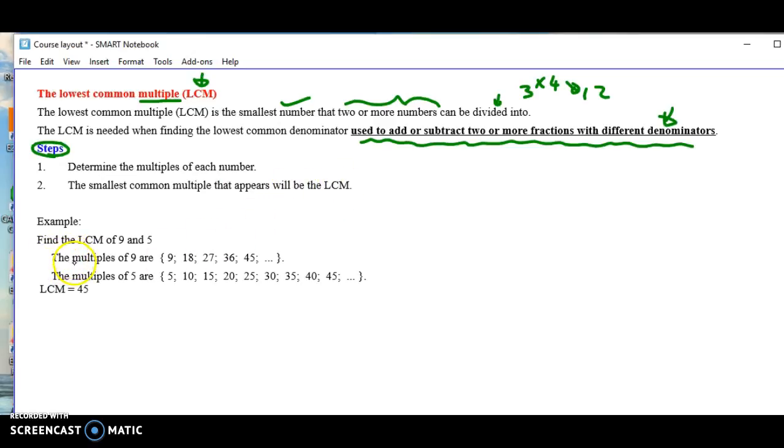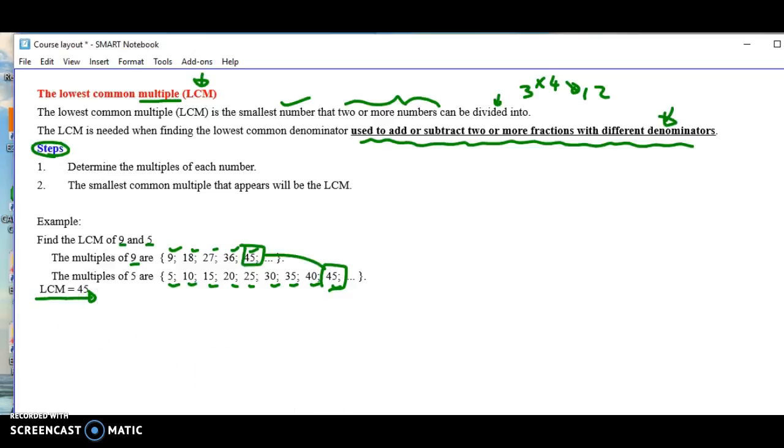So let's look at an example for 9 and 5. So 9, the multiples are 9, 18, 27, 36, 45. For 5, it's 5, 10, 15, 20, 25, 30, 35, 40, 45. So you basically list it until you get to the first one that they share, which is 45, and this will become the lowest common multiple.